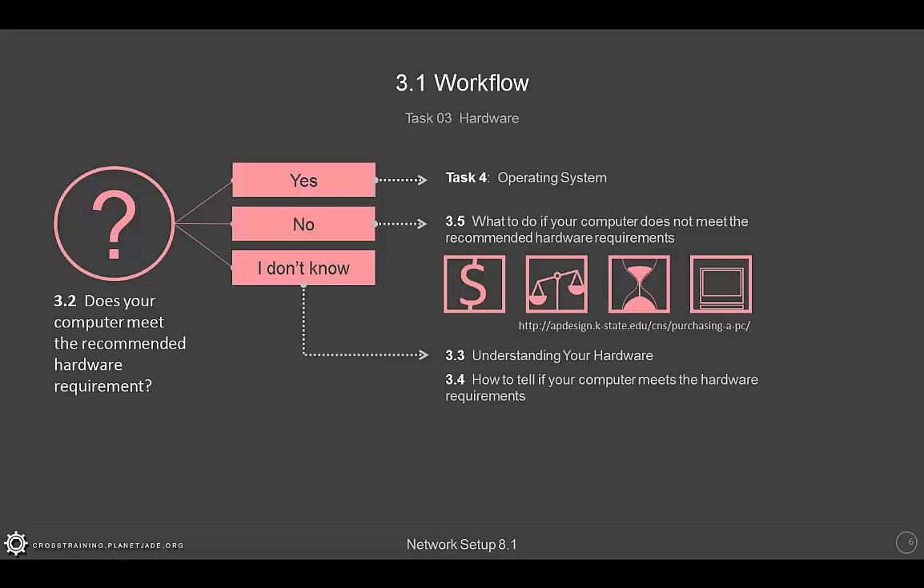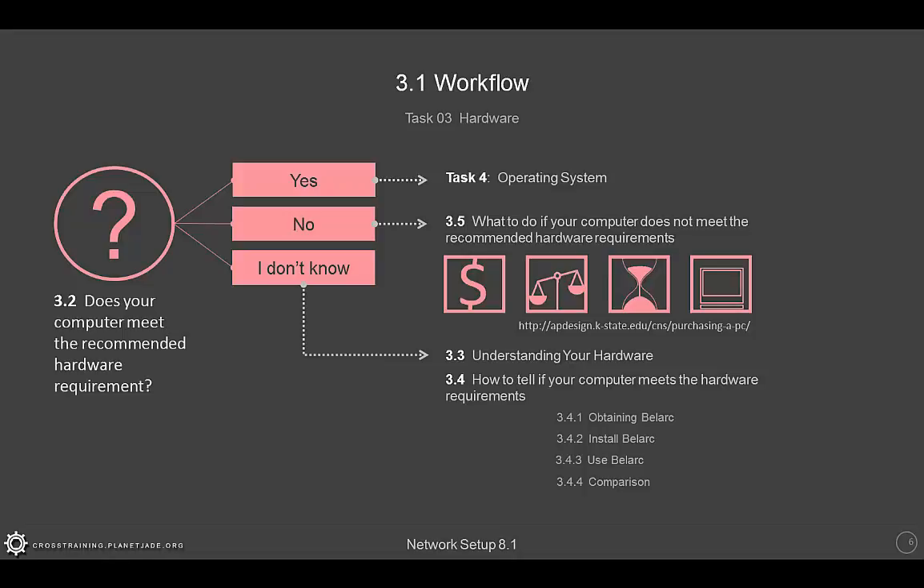And then you'll need to proceed to task 3.4, how to tell if your computer meets the hardware requirements. This is where it will ask you to download the Belarc reporting software, to install the Belarc reporting software, and then you'll get the opportunity to scroll through the Belarc software to pull out certain hardware components that you need to compare with the college specifications. And then finally, you'll do a comparison between your hardware and the college recommendations to determine if your computer passes or fails the check.